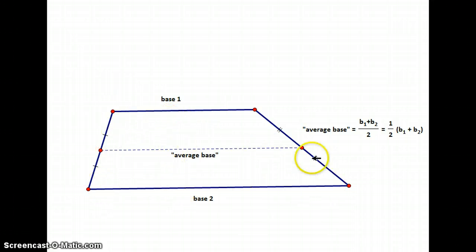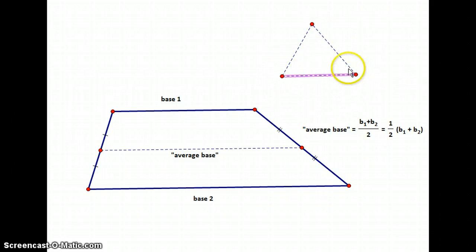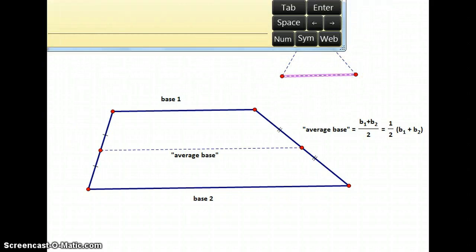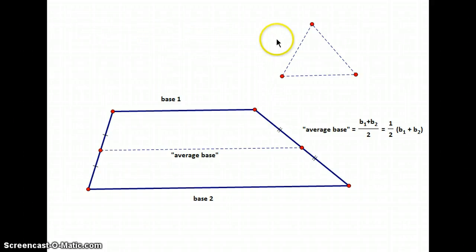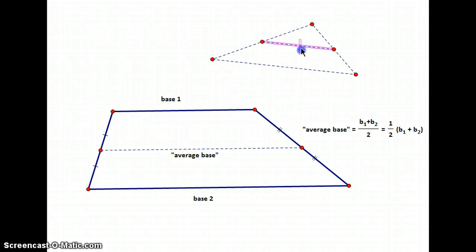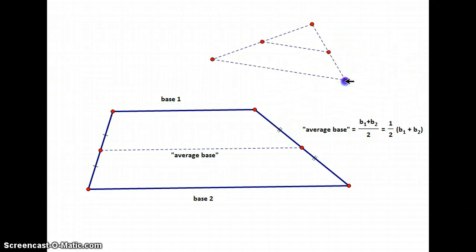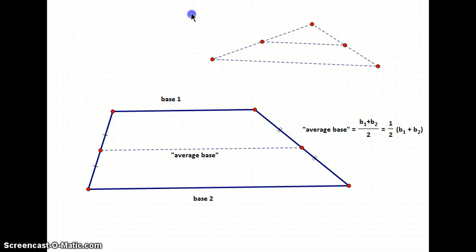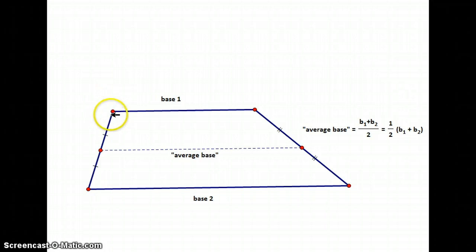We did this kind of thing with triangles before. When we had midpoints, we connected this midpoint to this midpoint on a triangle. If you have a triangle and you connect midpoints, you're going to get this thing that, no matter how I move the triangle around, this segment's always going to be half of this segment. I don't think that's hard to believe when we did that back in the triangle chapter. Same kind of thing here with trapezoids.